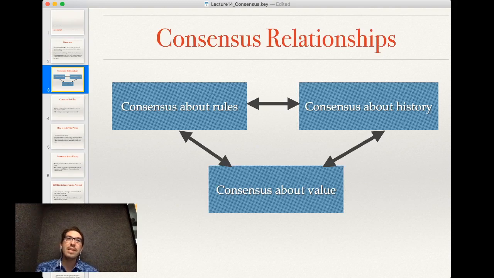So all of these relationships, the consensus about rules and history and value, are sort of intertwined with each other. So, for instance, if you can't come to a consensus about what the history of the blockchain is, you're going to have a lot of difficulty also understanding what the value of that blockchain is, especially what it has been historically. If there is no value, or people radically disagree about the value, they're probably also going to disagree about the rules of the blockchain. And if you can't come to a consensus about rules, you're not going to have much of the value of the chain.